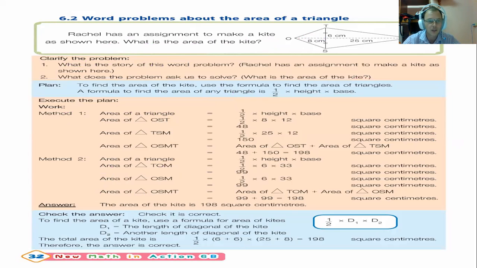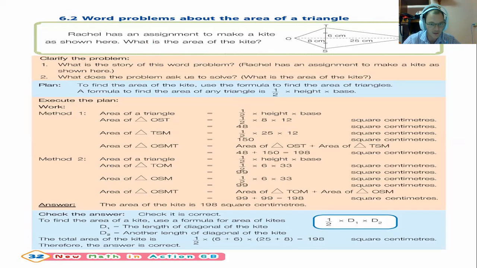So let's look at the first one here. Rachel has an assignment to make a kite as shown here. What is the area of the kite? So let's see, how are we going to solve this? There's a couple of methods, so let's have a look. First, clarify the problem. What is the story of this word problem? Rachel has an assignment to make a kite as shown here. What does the problem ask us to solve? What is the area of the kite? So we have to solve the area.